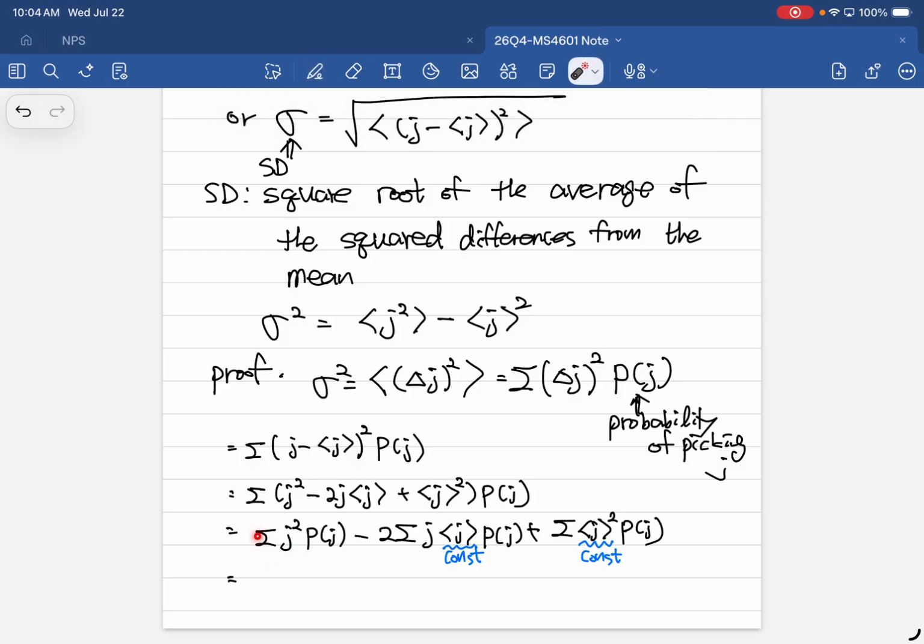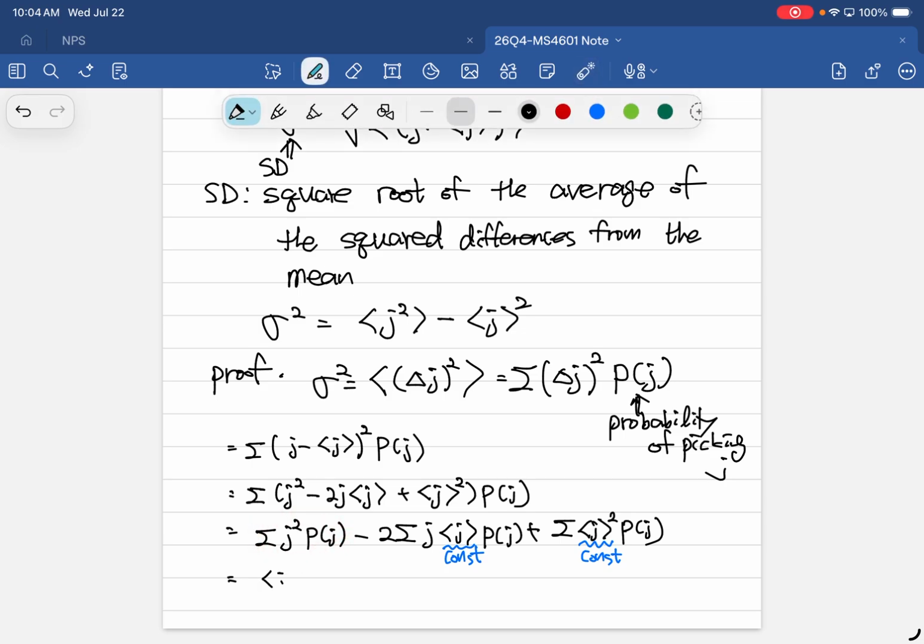So if we do that, now we can write down, using the same argument as before, this part is simply j square bracket, because that is the j square average. And then if we bring the constant out for the second term, that is minus 2 average j bracket and then summation j p of j, plus now this j bracket square, that is the average, so it comes out, and then the summation of p of j.